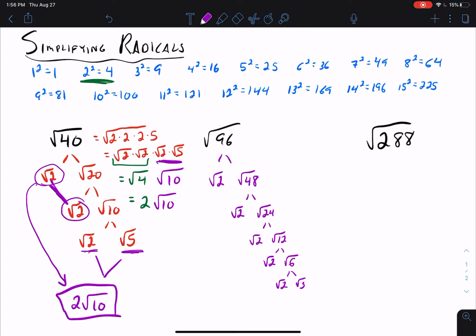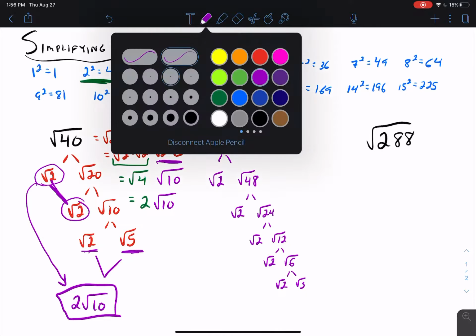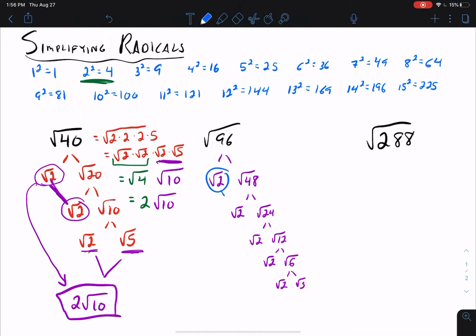All right, so now we look at the end of our branches and we try to see what are buddies that get to come outside. So here's one pair of buddies. So 2 gets to come outside. Here's another pair of buddies, so another 2 gets to come outside. Now this 2 and this 3 do not have buddies, so they are stuck underneath the radical.